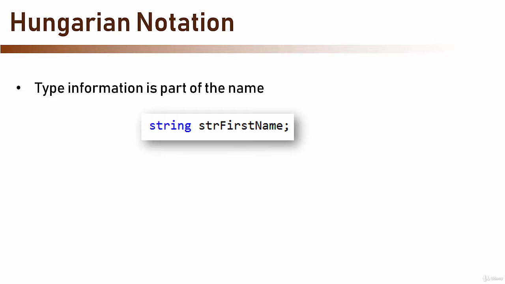As you can see, the name has a prefix that represents the type name. It's not the full type name, but a short version of it. Usually, an abbreviation of 3 letters is used. Again, this is not a widely used notation and should generally be avoided.